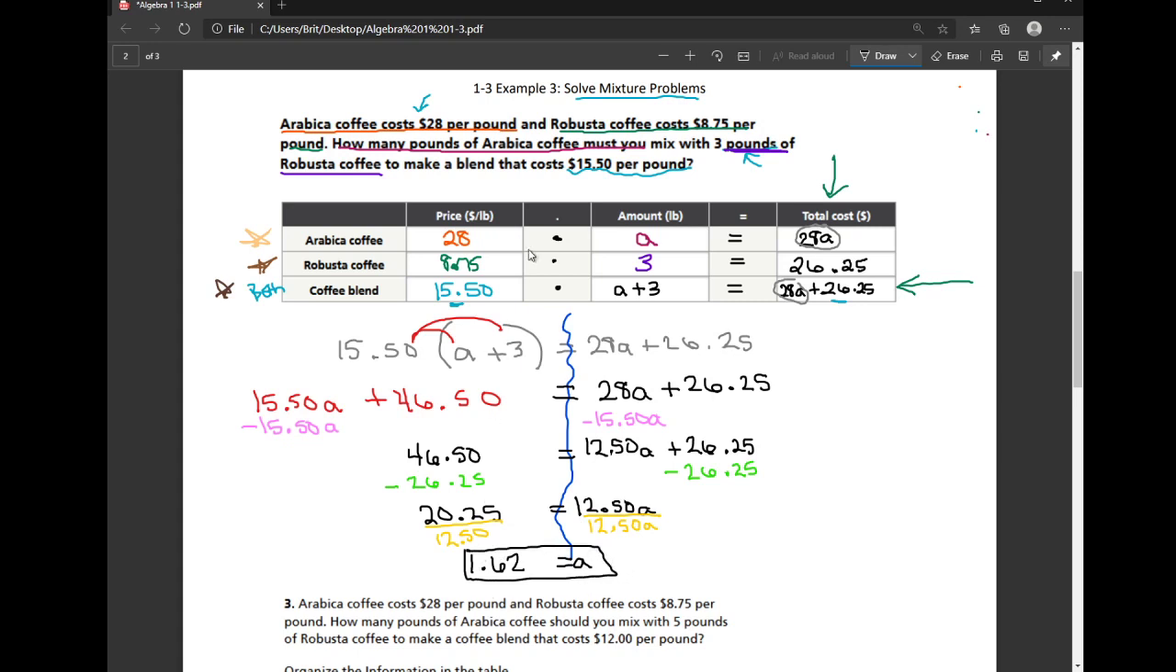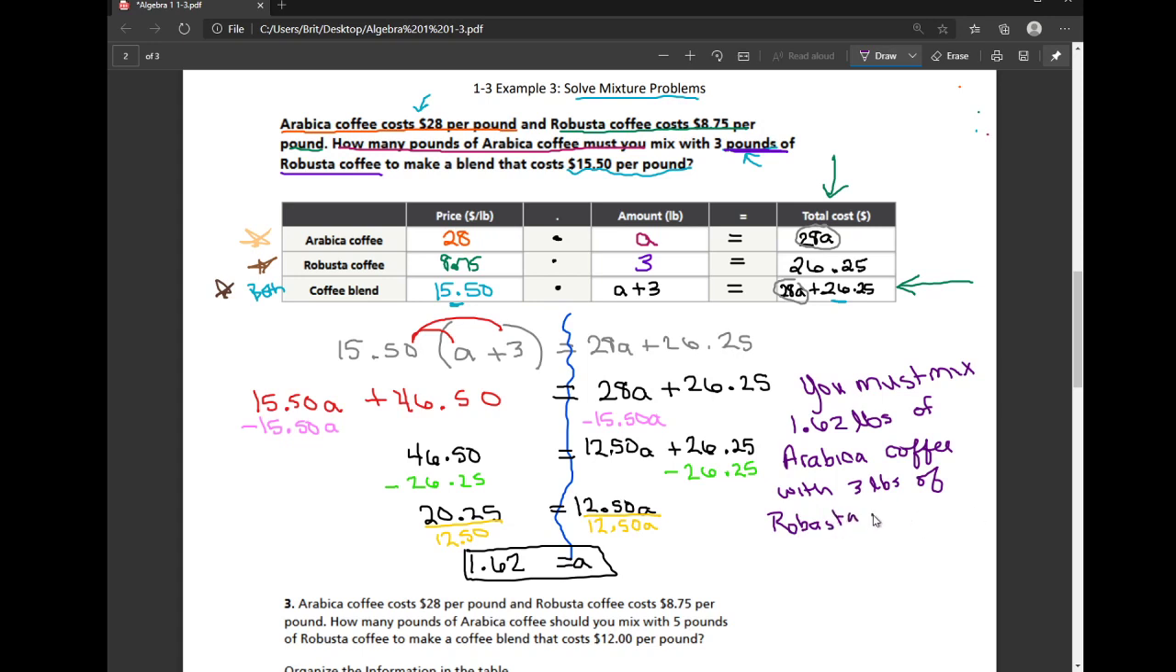Now, I don't normally like having just a number answer for a word question, so I'm actually going to answer this in the form of a sentence. So, you must mix 1.62 pounds of Arabica coffee with 3 pounds of Robusta coffee to make a mix that costs $15.50 a pound. So notice if you have a word question, you answer it with a word answer.